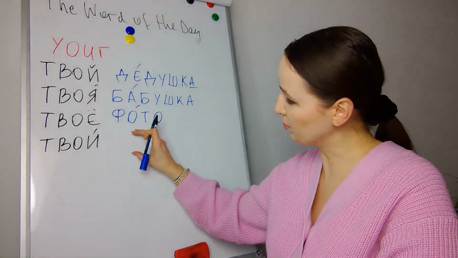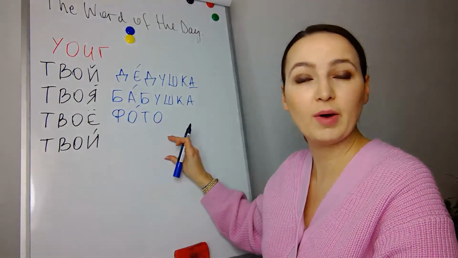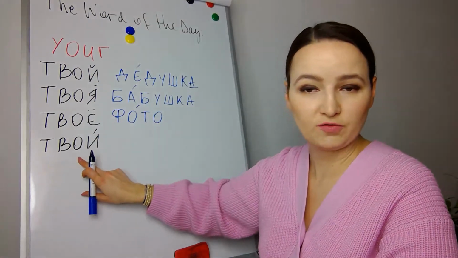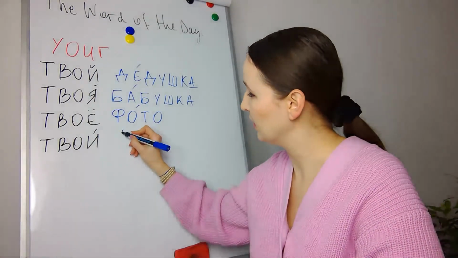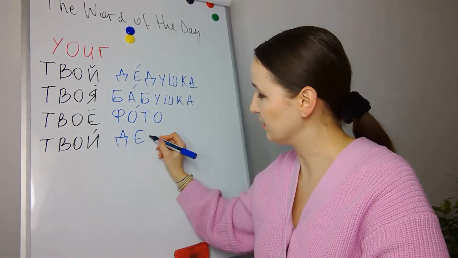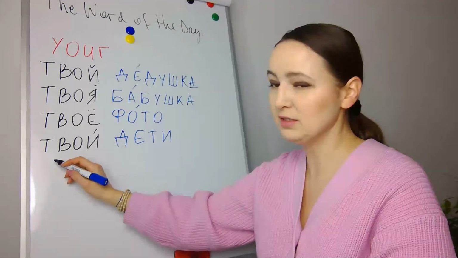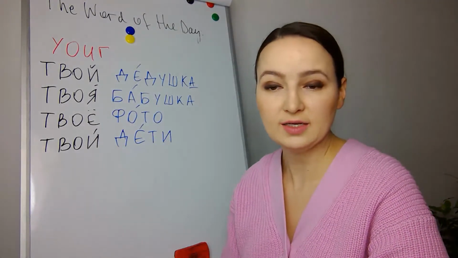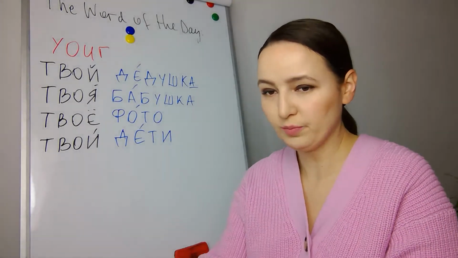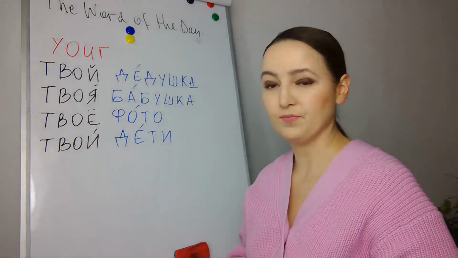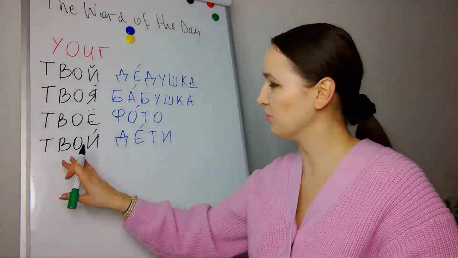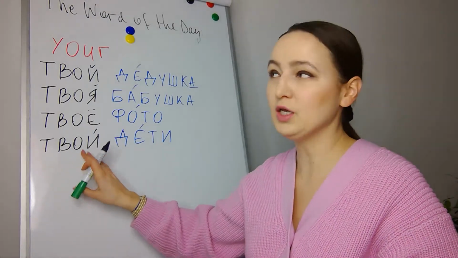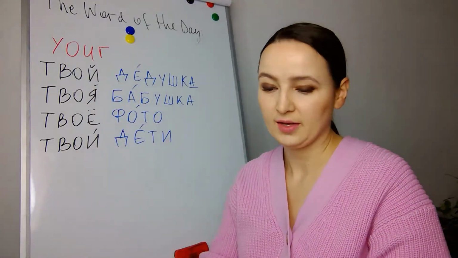Твои, and it should be followed by a noun in plural. Твои is your in plural. Твои дети. Could you translate this? Очень хорошо. Твои дети. Your children. Children in plural. Да. Твои, your in plural.